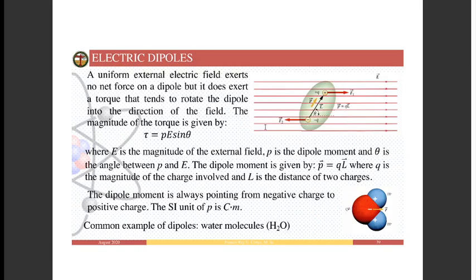So what do you mean by that? If there is no net force, it will not move in a straight line. Okay? So it will not move translationally, like a car that moves in a straight line. The negative and positive will not move together along a straight line because there is no net force. Okay?